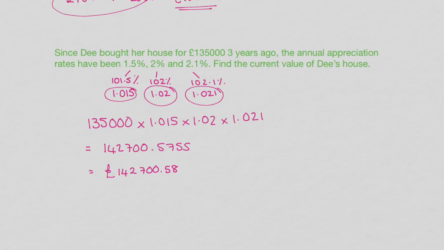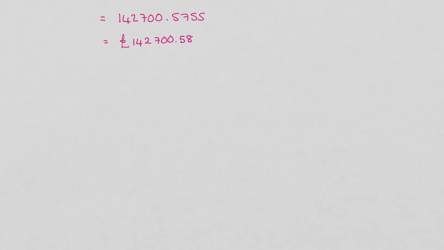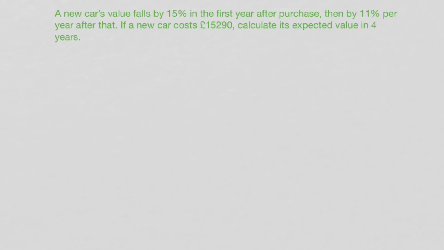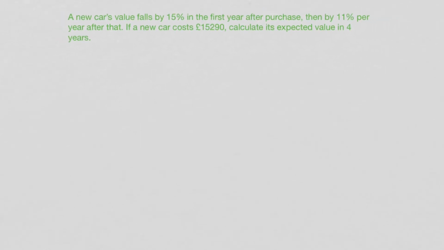Okay, so that's that one, and I think I might have one more example. I do, yep. A new car's value falls by 15% in the first year after purchase, then by 11% per year after that. If a new car costs £15,290, calculate its expected value in 4 years.